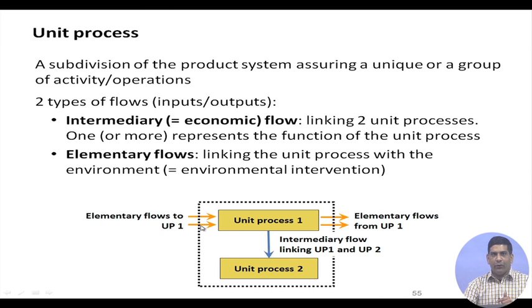And the elementary flow is your input going into the system. Now from the unit process 1, there could be some intermediate flow which will link unit process 1 and unit process 2, and there will be elementary flows coming out from unit process 1. Similarly, there could be elementary flow, same arrows could be down as well. We may have an input to the unit process 2 and things going out of the unit process 2 as well. So here, if you look at one unit process, it's the subdivision of the product system.